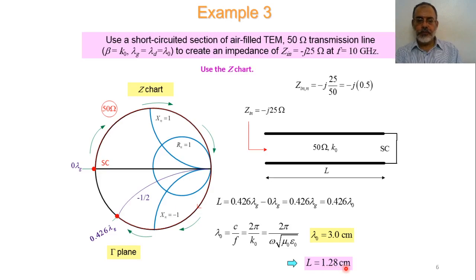Okay, so this short circuit is seen after a distance of 1.28 centimeters from the air-filled transmission line as an equivalent impedance minus j25 ohms. This is at frequency 10 gigahertz.